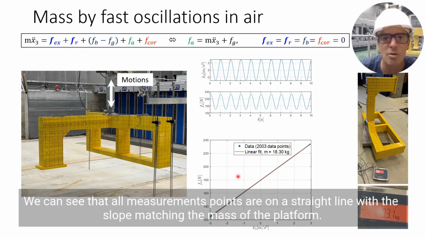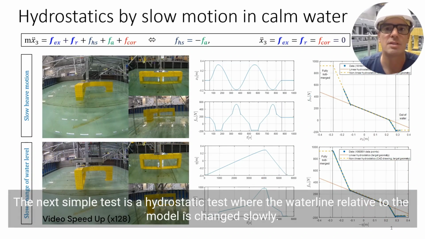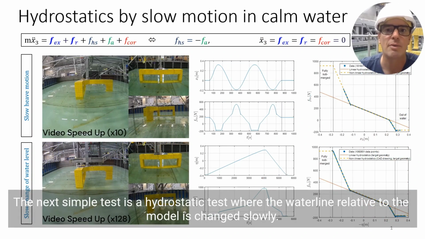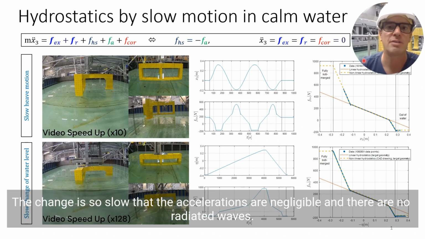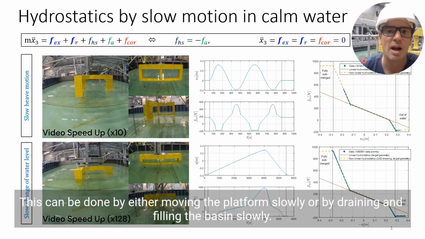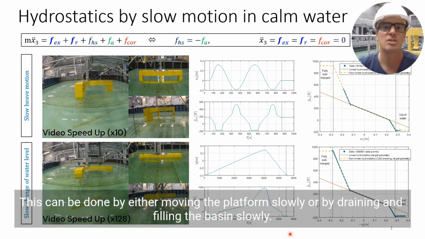We can see that all measurement points are on a straight line with the slope matching the mass of the platform. The next simple test is a hydrostatic test where the waterline relative to the model is changed slowly. The change is so slow that the accelerations are negligible and there are no radiated waves. This can be done by either moving the platform slowly or by draining and filling the basin slowly.